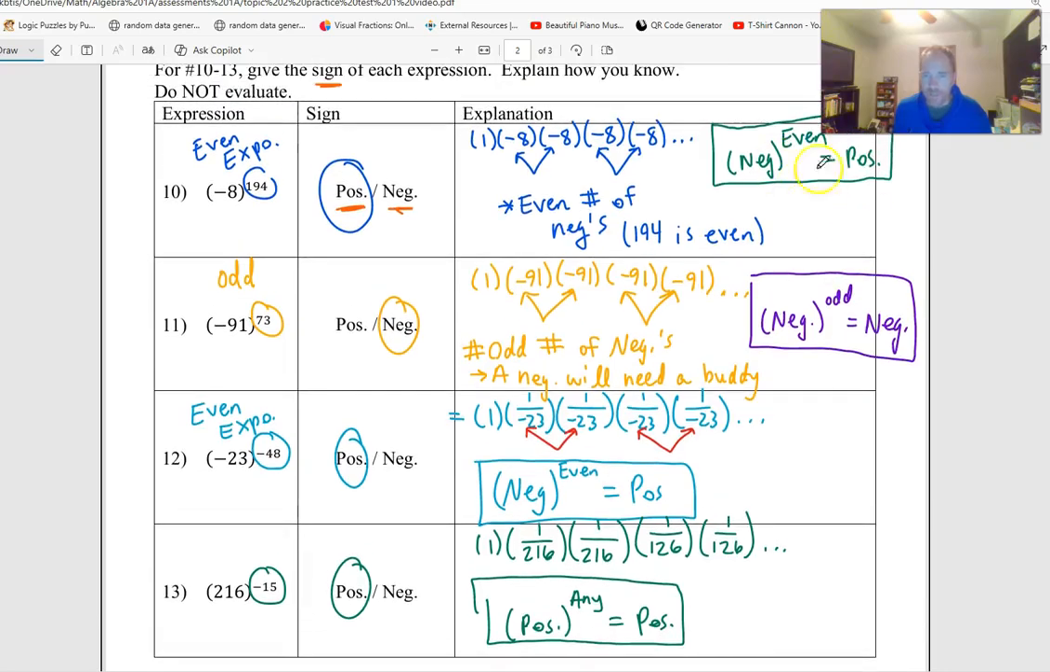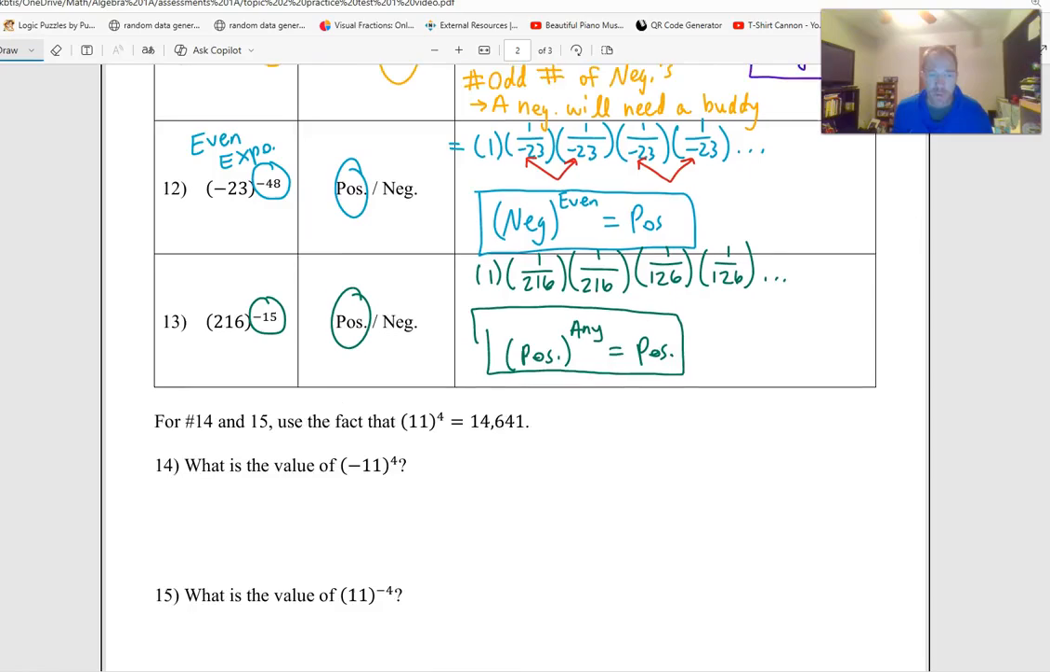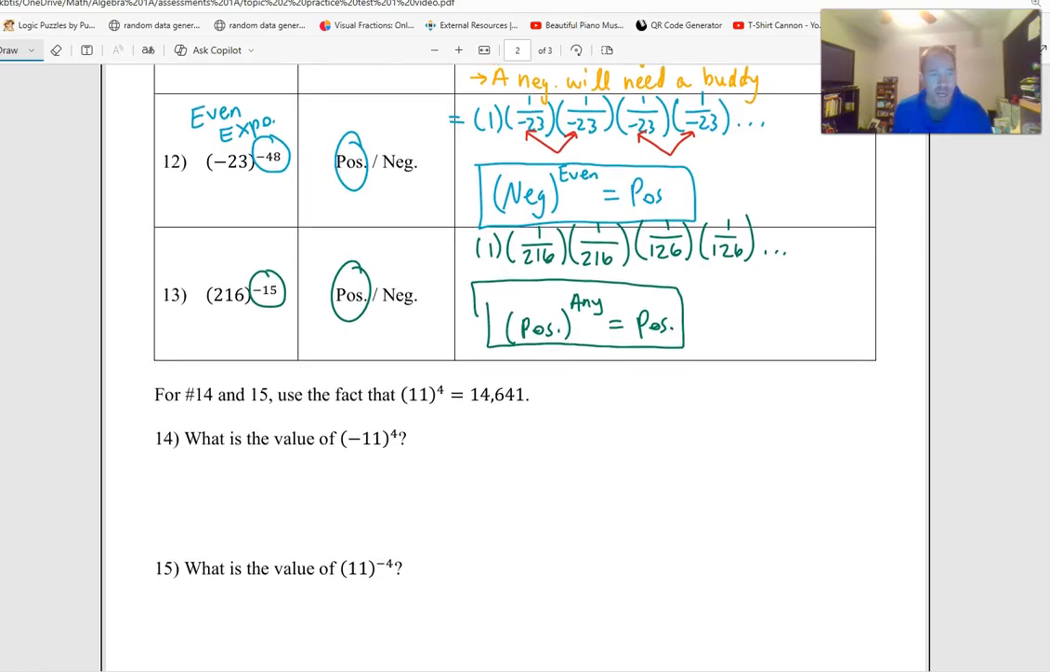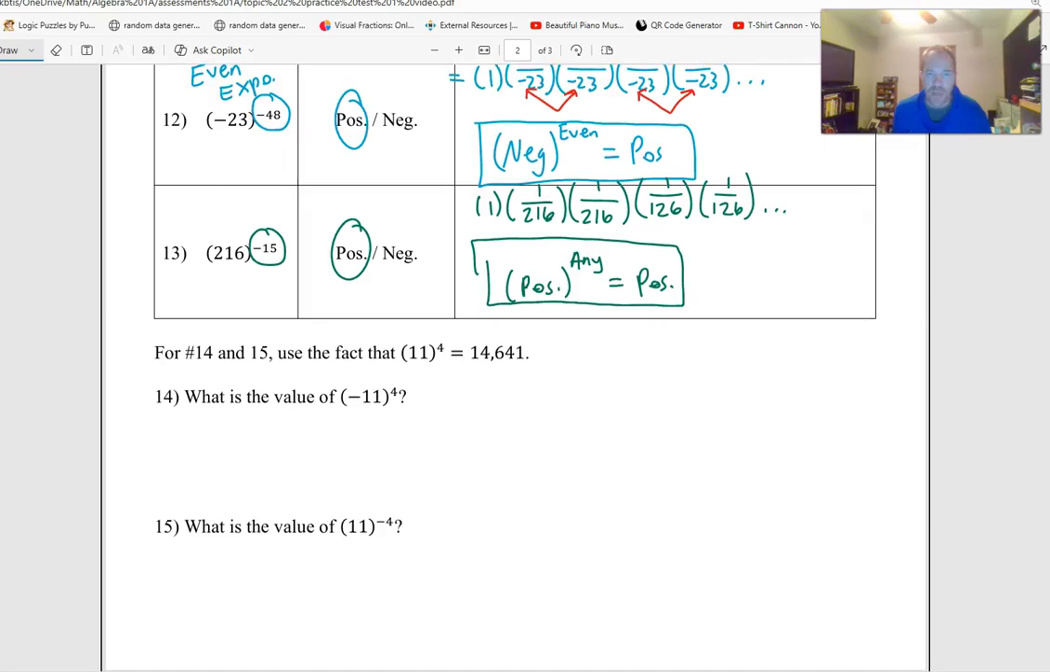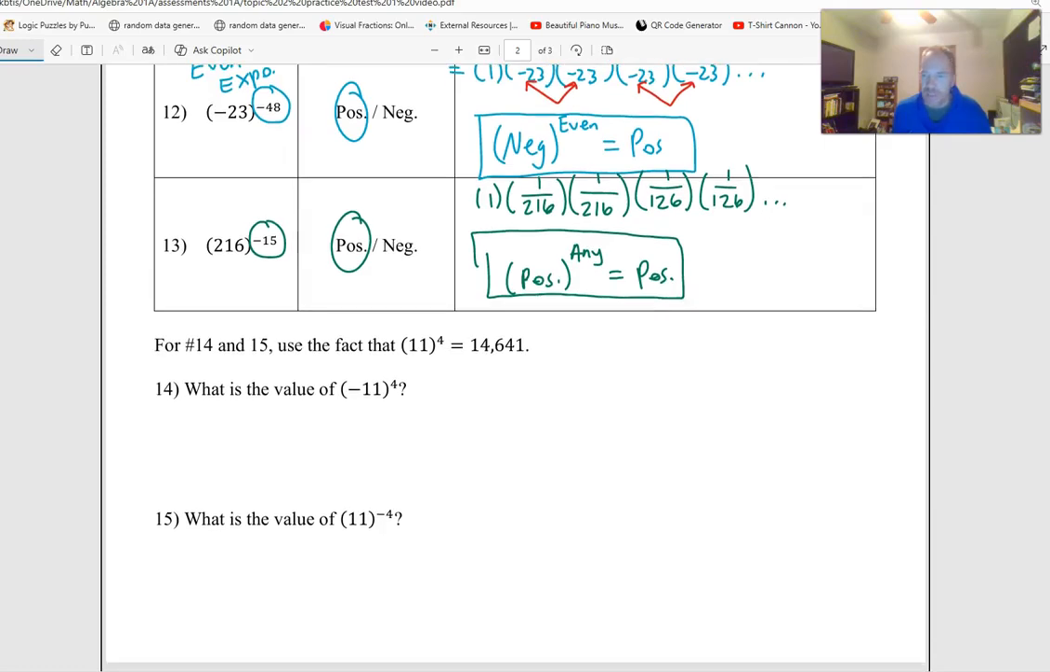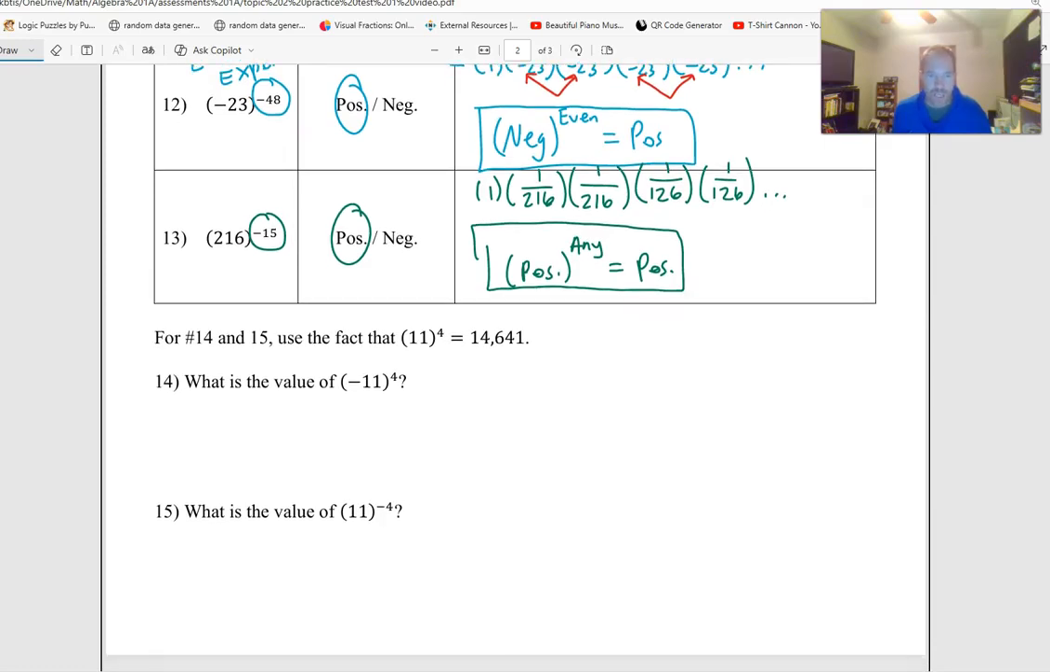Yeah, so knowing those shortcut explanations is nice, but if you forget, you might think about what it would look like if I write out the expanded form. All right, a couple more for this page, a couple more for this video. 14 and 15 says we're going to use the fact that 11 to the 4th power is equal to 14,641. So we're being told that. We don't have to calculate that. That's a given. But that's supposed to help us now with number 14.